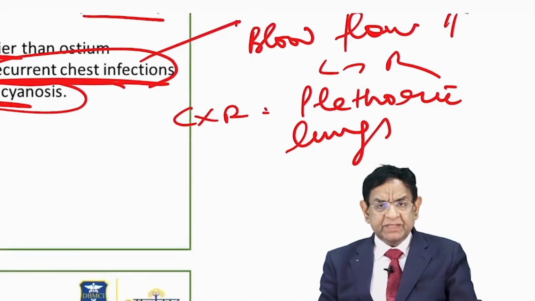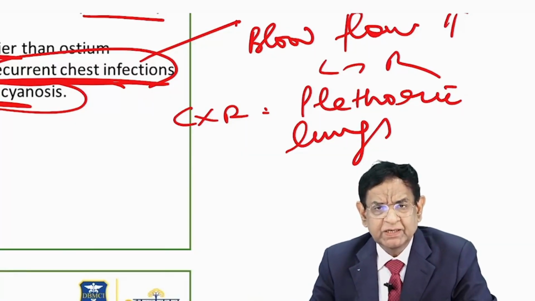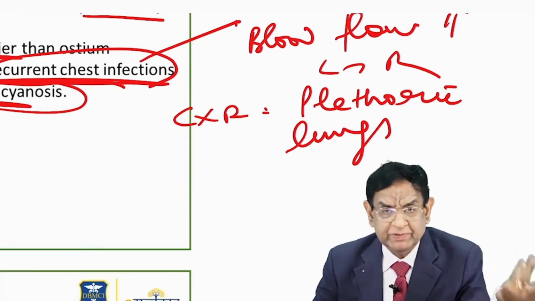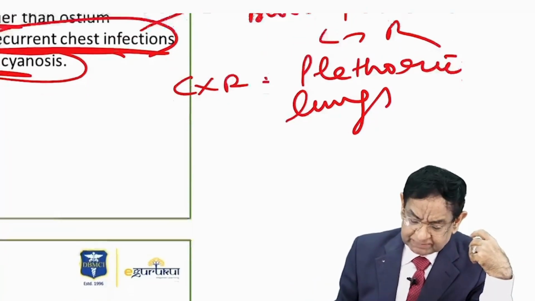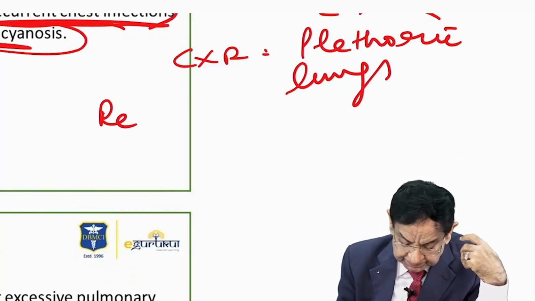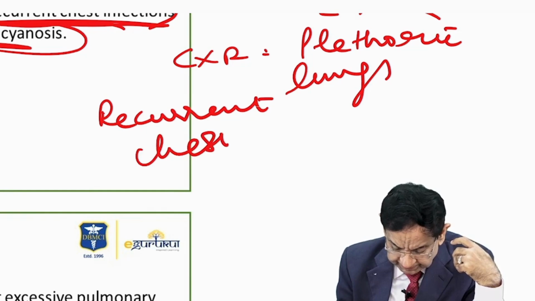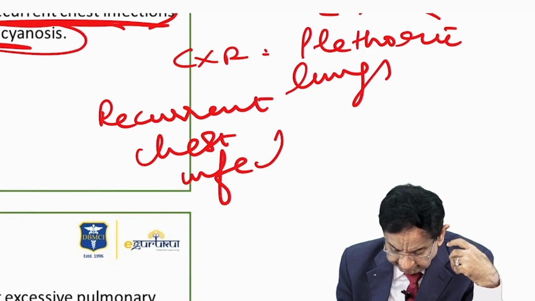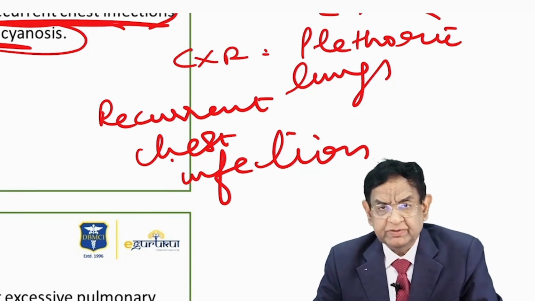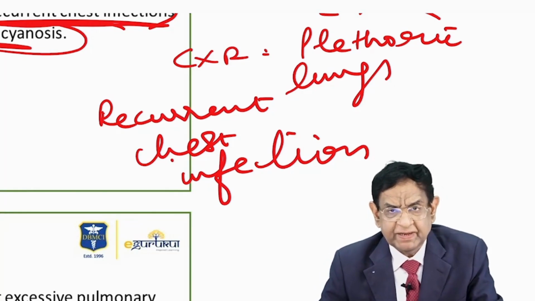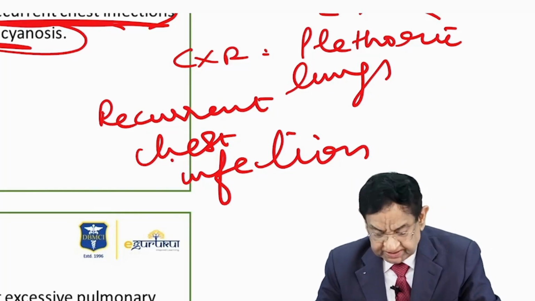Plethoric lung fields means when you take an x-ray, all the blood vessels are full of blood. The typical phrase they use is plethoric lungs. An excess of blood in the lungs predisposes to recurrent chest infection. Got it? Now I don't have to repeat that. The same thing will happen in VSD and PDA: plethoric lung fields and recurrent chest infection.